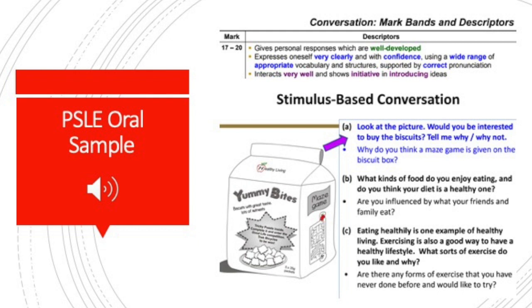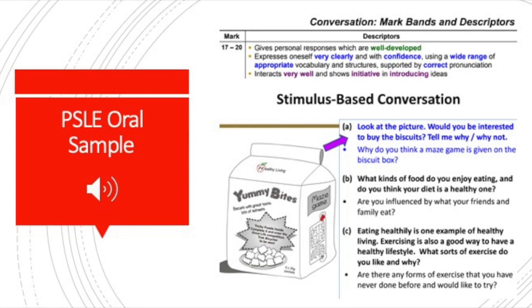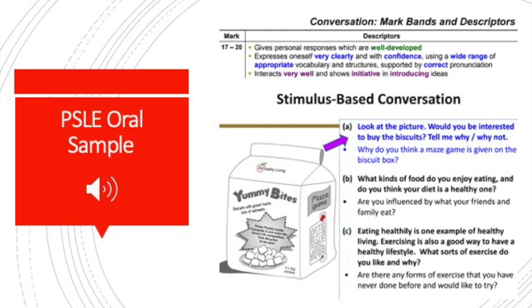Are you influenced by what your friends and family eat? Well, I would say yes, because when I go out with my parents for a meal, I tend to eat what they eat. So of course, I would be influenced by their choice. But thankfully, my family is rather health conscious.